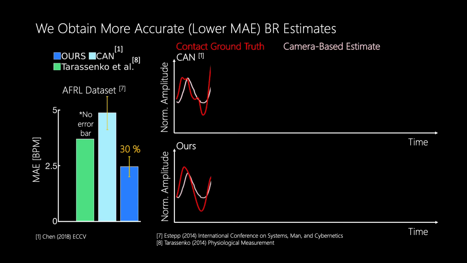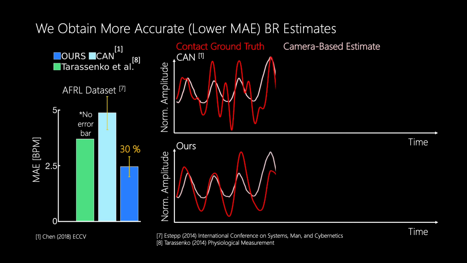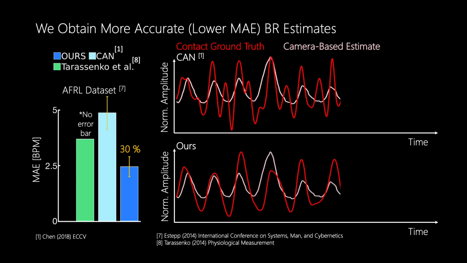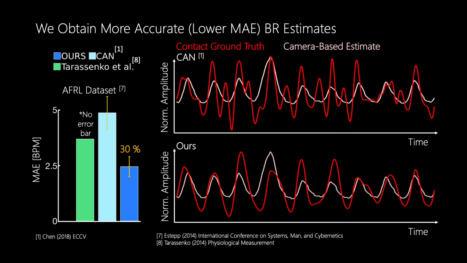Our method also outperforms the state-of-the-art methods in breathing rate estimation, obtaining up to 30% lower mean absolute error. The respiration signals estimated with our method are cleaner and match the ground truth signals better than the baseline.